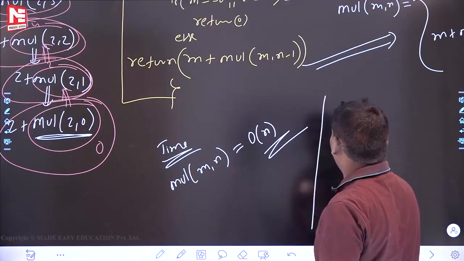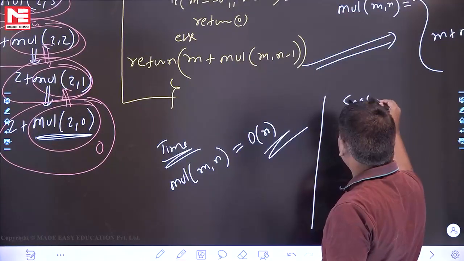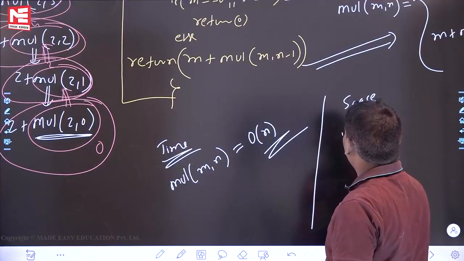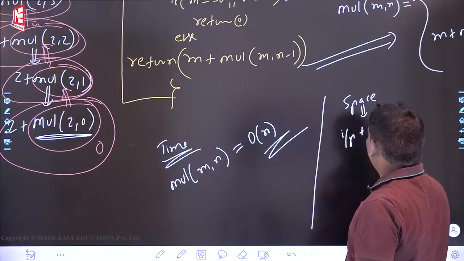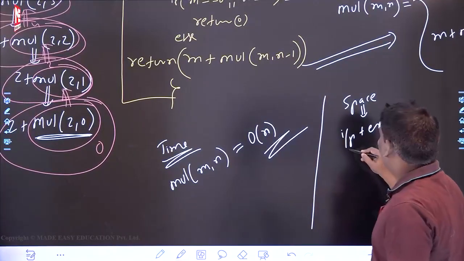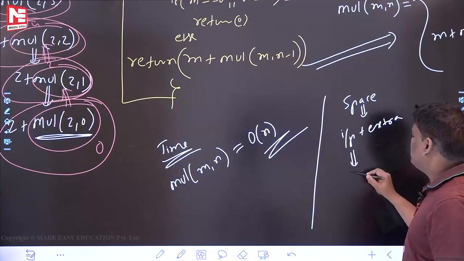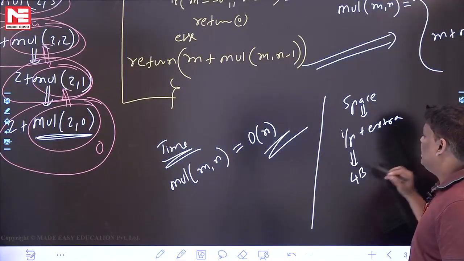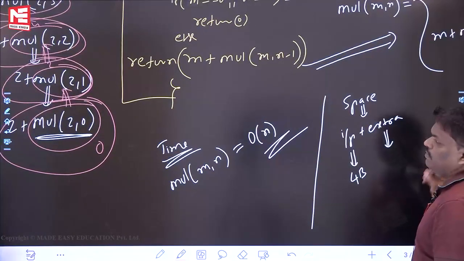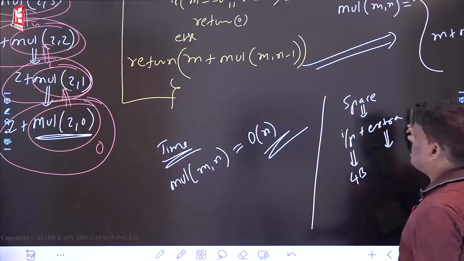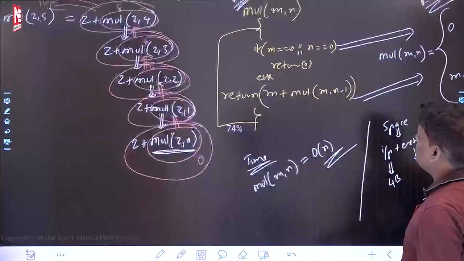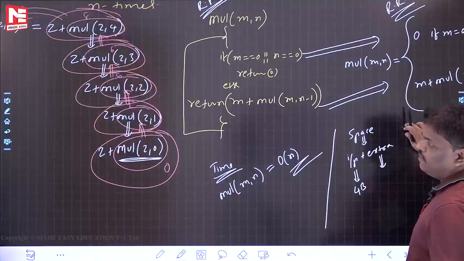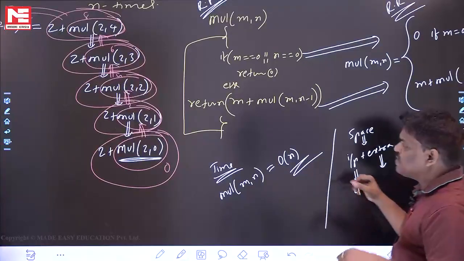Can you help me with one small line now? What is the space complexity? Space complexity is input plus extra. What is the input? M comma n, two integers. Every integer is 2 bytes, so two integers are 4 bytes. Can you say what the extra is? Extra means, whenever a recursive program is going on, you are taking stack space.